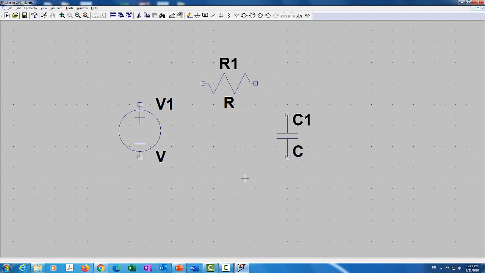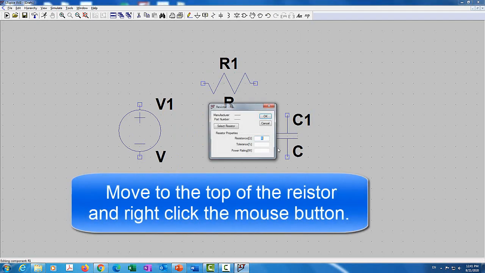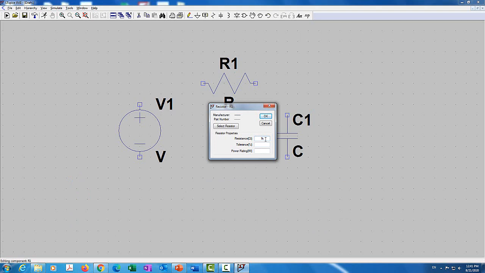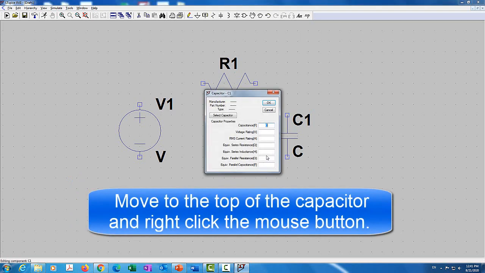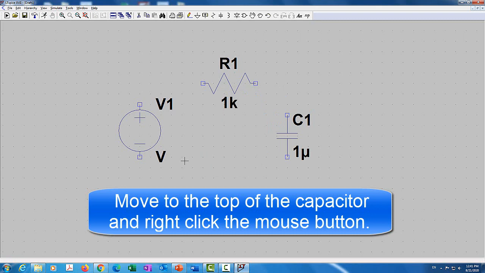And now what I need to do is I need to define the value for this resistor. So I'm gonna make it 1K. Keep in mind that K here is a multiplier, what we call unit prefix. No space in between. 1K, no space. If you have a space, it's gonna be a syntax error. Then for the capacitor, I'm gonna make it 1 micro. 1U stands for 1 micro in LTSPICE.